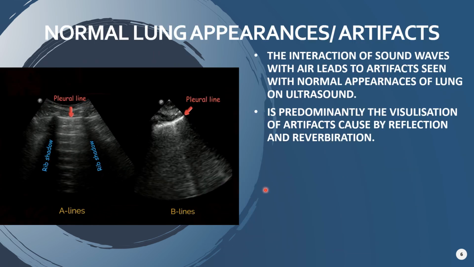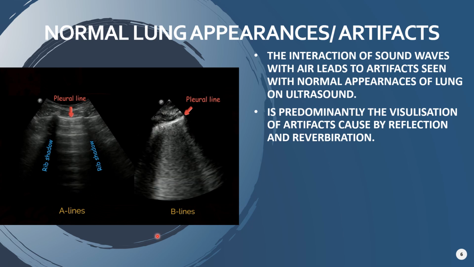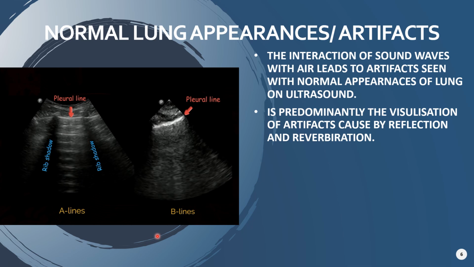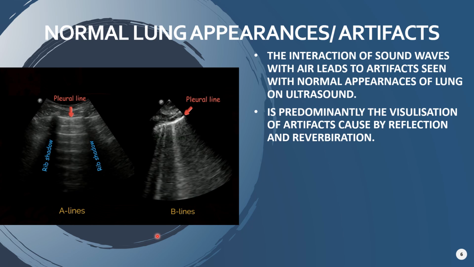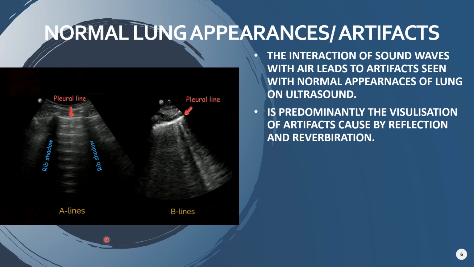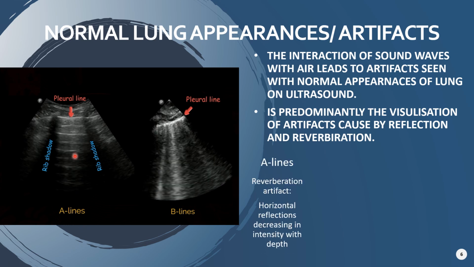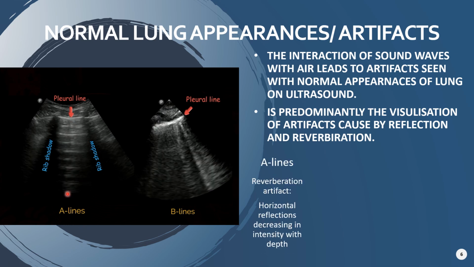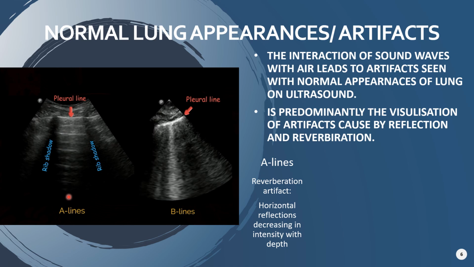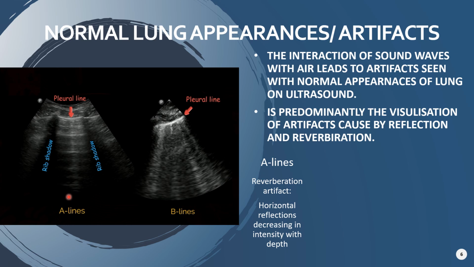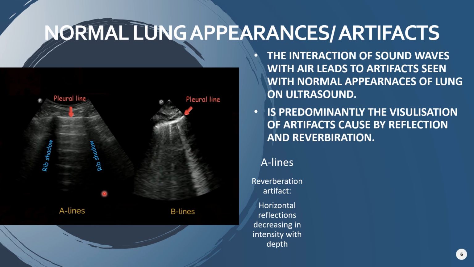So the normal lung appearances and artifacts. The interaction of the sound beam with the air in the lung leads to artifacts in the normal appearance of lung on ultrasound. There's predominantly the visualization of artifacts caused by reflection and reverberation. So this first image here showing A lines, which is the reverberation artifact, and shows horizontal reflections which decrease in intensity with depth. And you can see the rib shadows there.